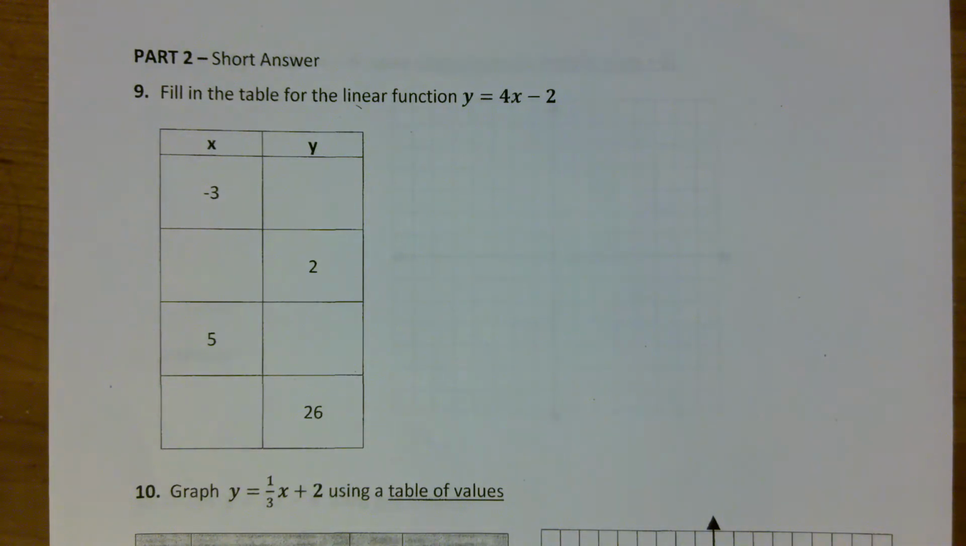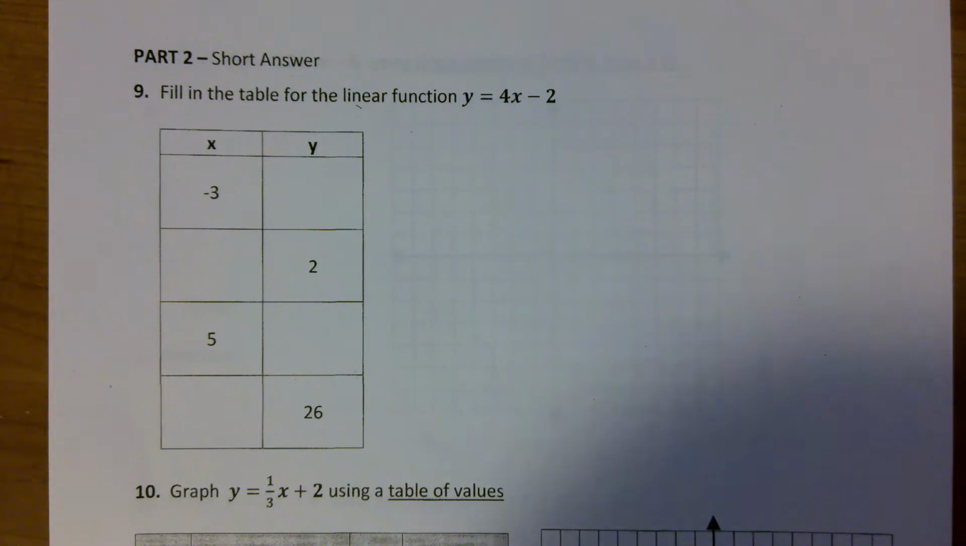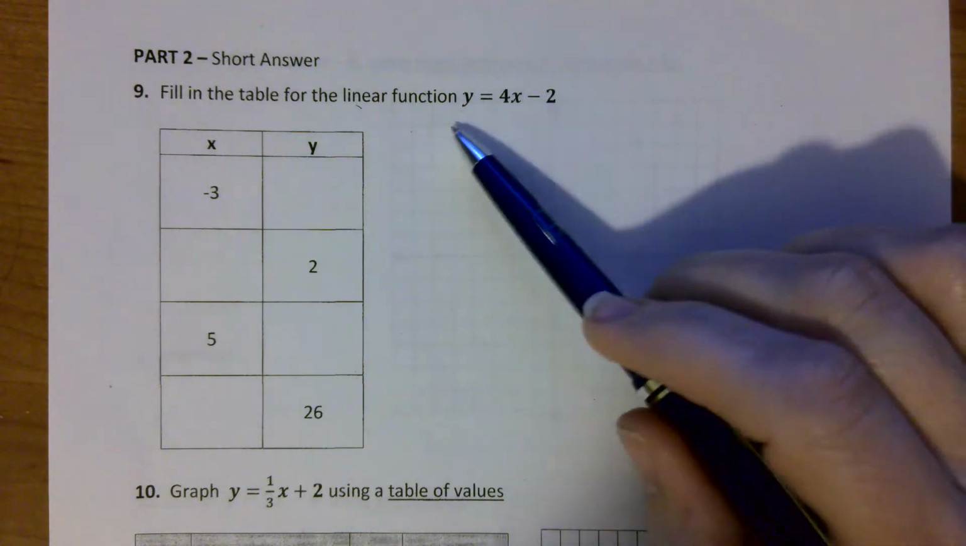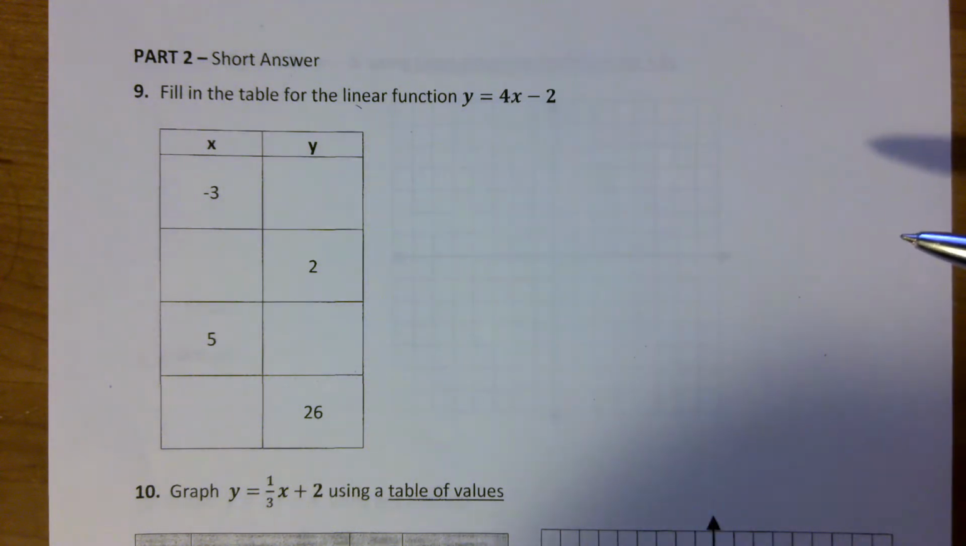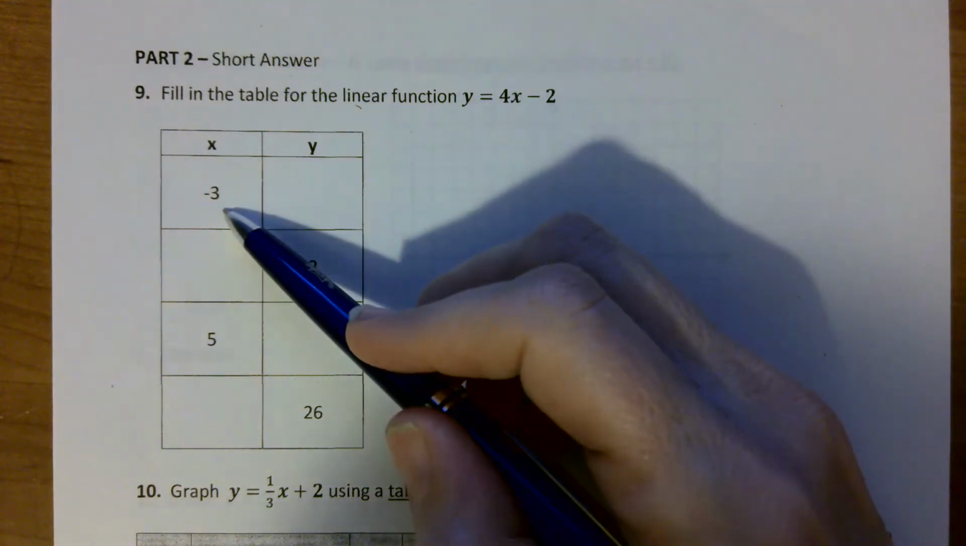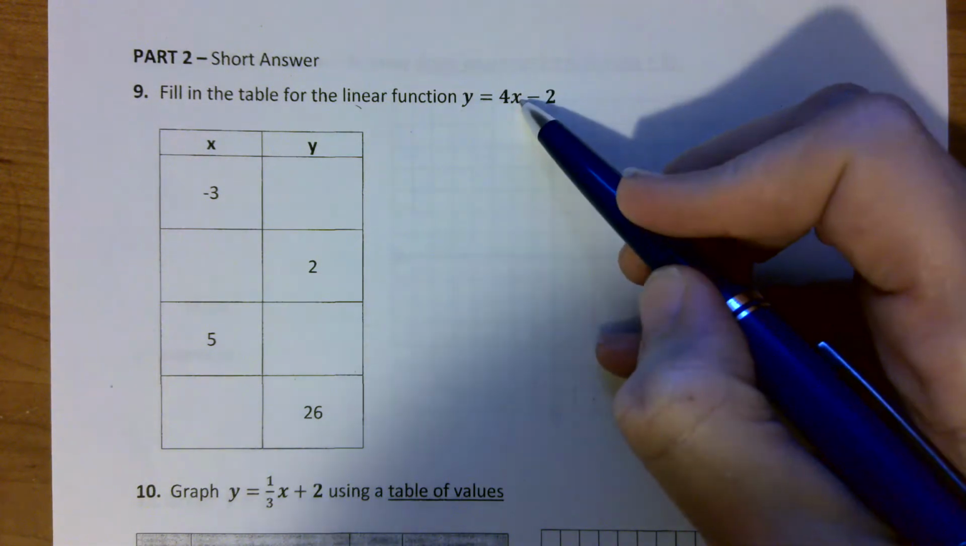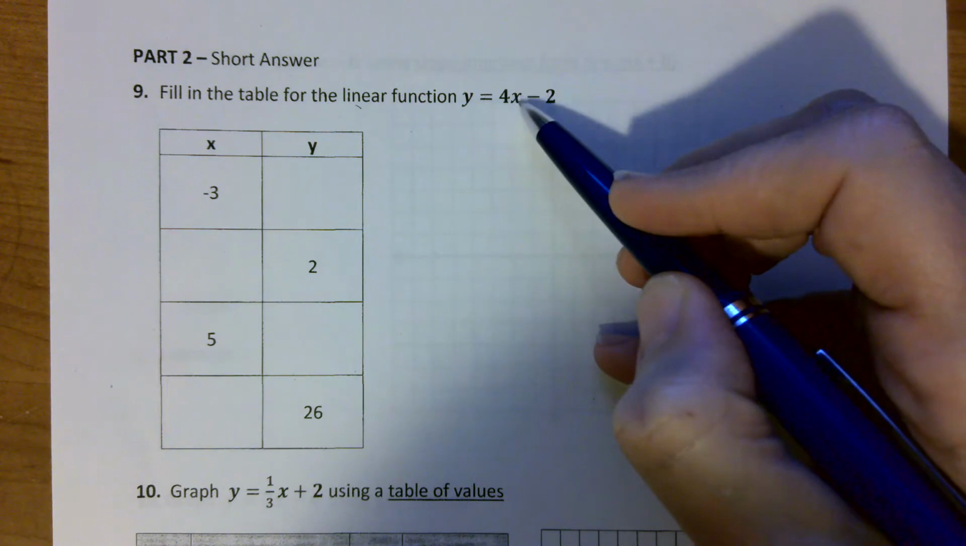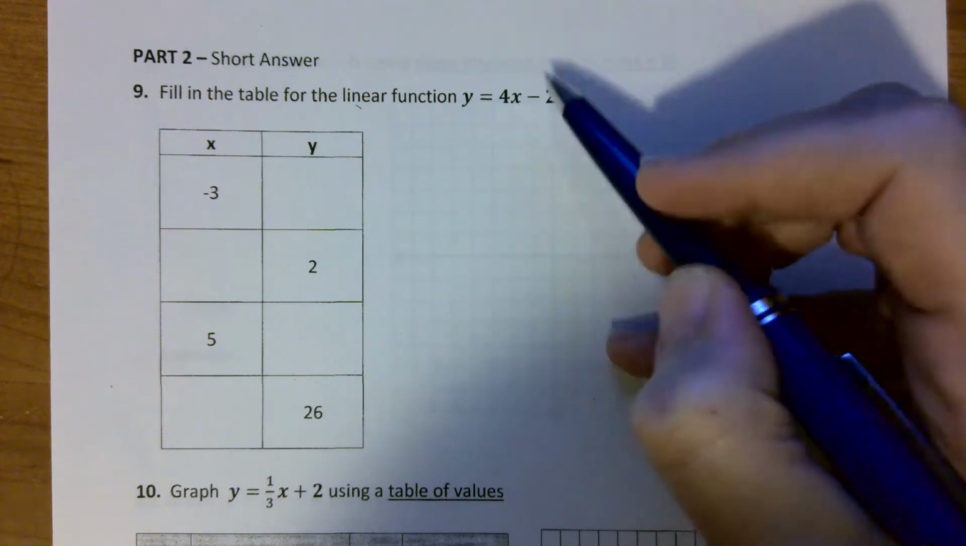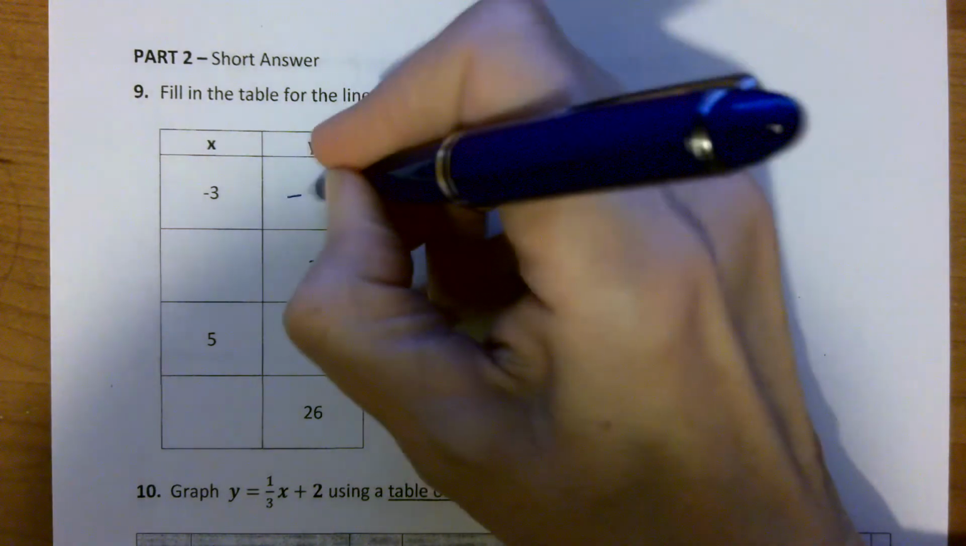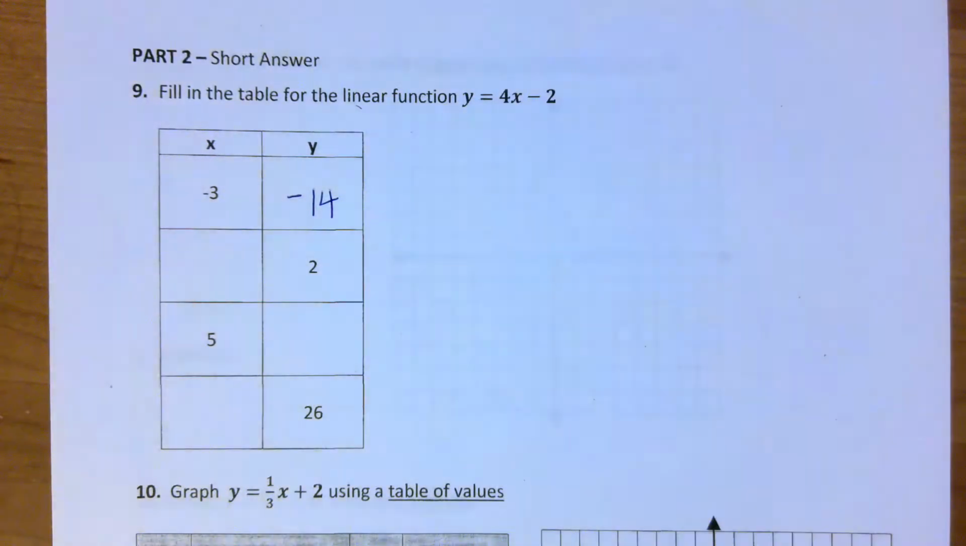Okay, so here's part 2 of your Unit 7 review. Fill in the table for the linear function y equals 4x minus 2. So when x is negative 3, I put negative 3 in place of x. 4 times negative 3 is negative 12, minus 2 is negative 14. And I could keep on doing this.